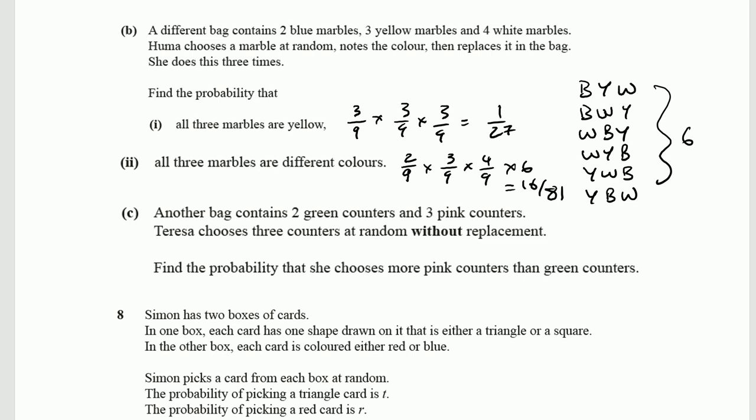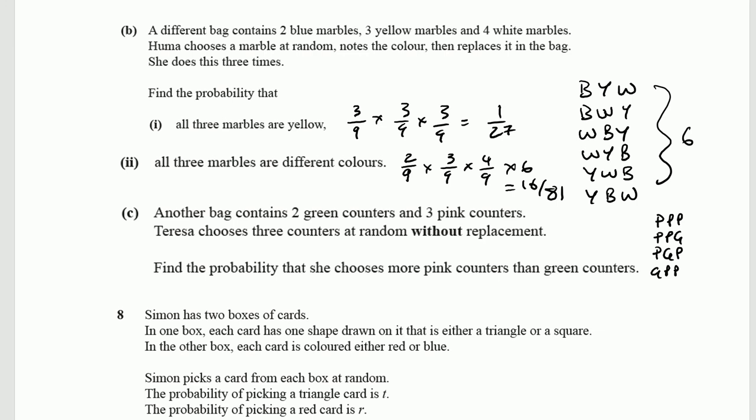Yet another bag contains 2 green counters and 3 pink counters. Now Teresa chooses 3 counters at random without replacement. And I want to find the probability that she chooses more pink counters than green counters. Okay, so let's think about the different ways this can happen. She could obviously pick 3 pink counters. Or she could pick 2 pinks and a green. So she could go pink, pink, green. Or she could go pink, green, pink. Or she could go green, pink, pink. And those are the only ways in which this can happen.